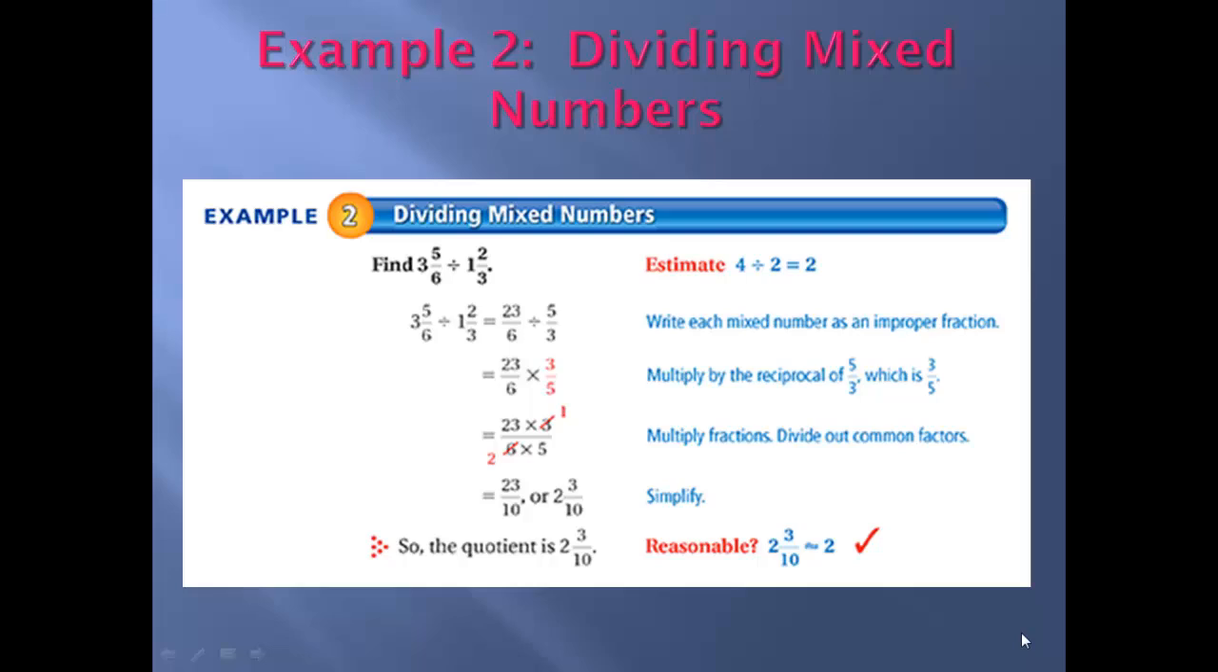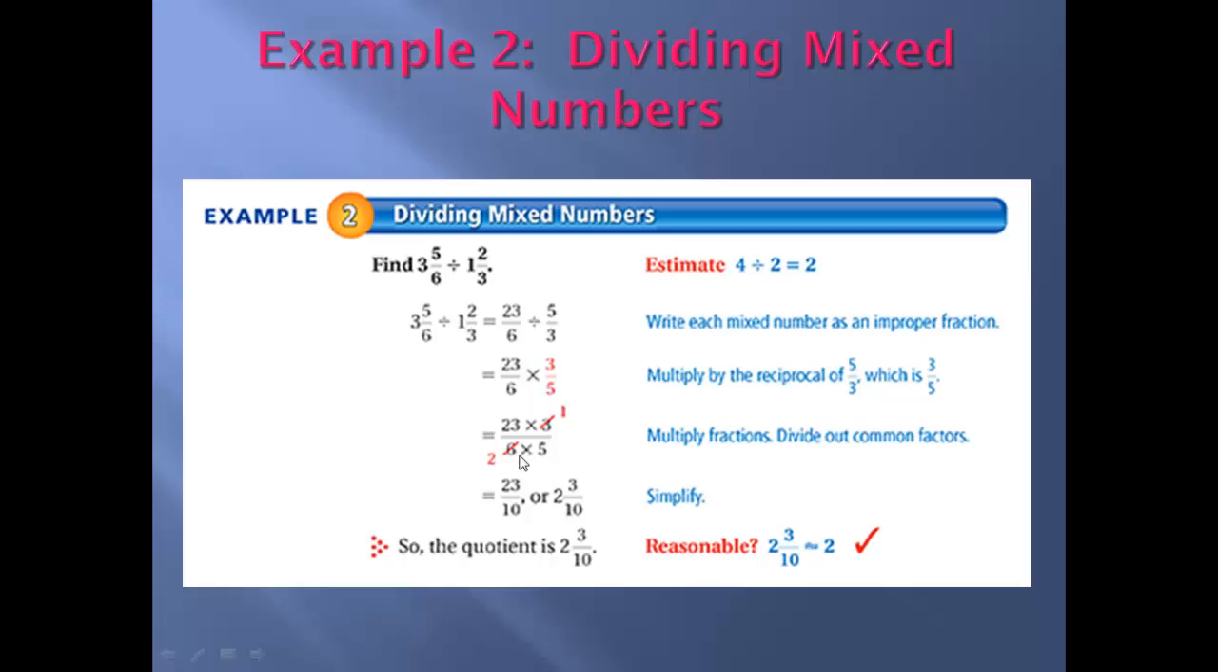Next, we're going to keep 23/6 the same, and we're going to multiply by the reciprocal. The reciprocal of 5/3 is 3/5. Now we're going to multiply the numerators, 23 times 3, and then we're going to multiply the denominators, 6 times 5. Our next step is to see if we can simplify.